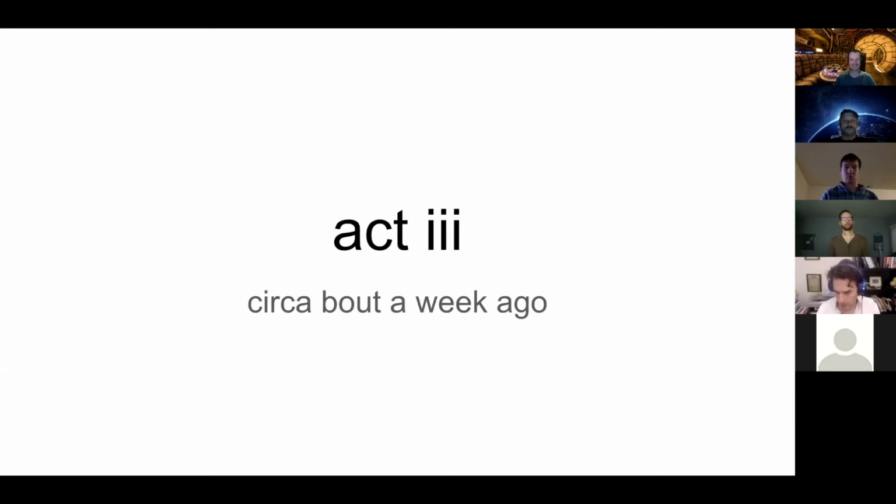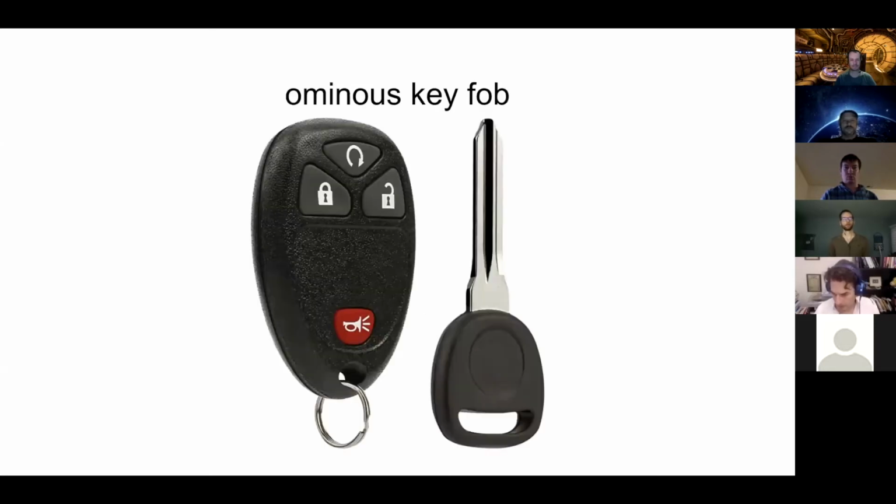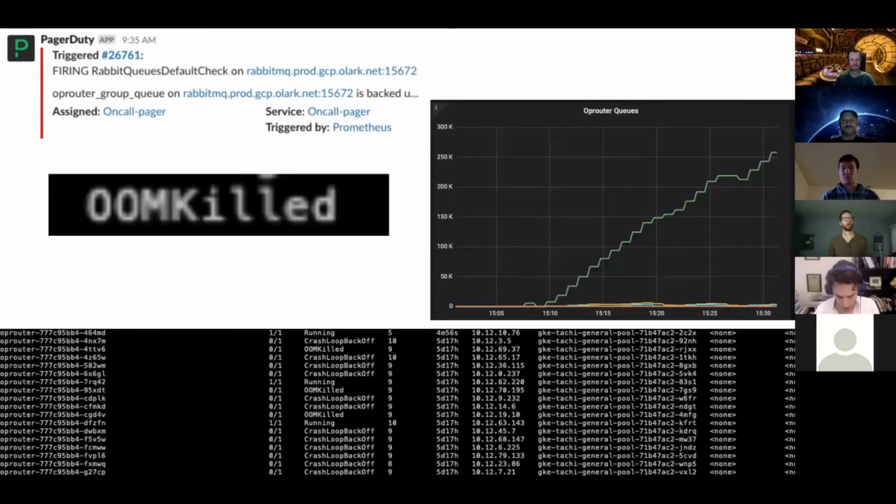And then Act 3, about a week ago: ominous key fob. We're on a morning call, and one of my guys who's got me on PagerDuty that day hits me up and says, okay, there's an issue in production. The RabbitMQ queues are backing up for this particular component, which is called operator router operator. So we go and look and see what's going on, and we're getting kills, which never happens. Kill is a bad sign. You're out of memory on a pod in Kubernetes. Something's gone terribly sideways here.